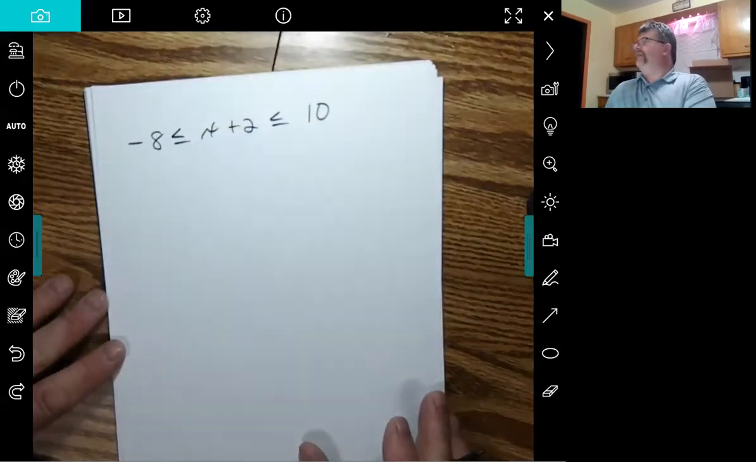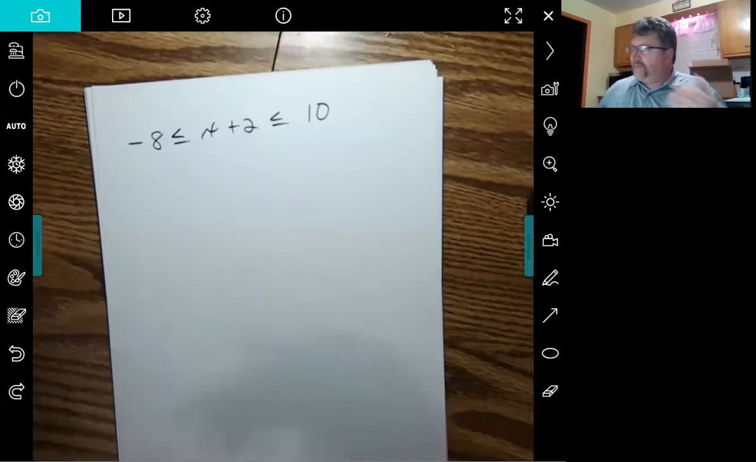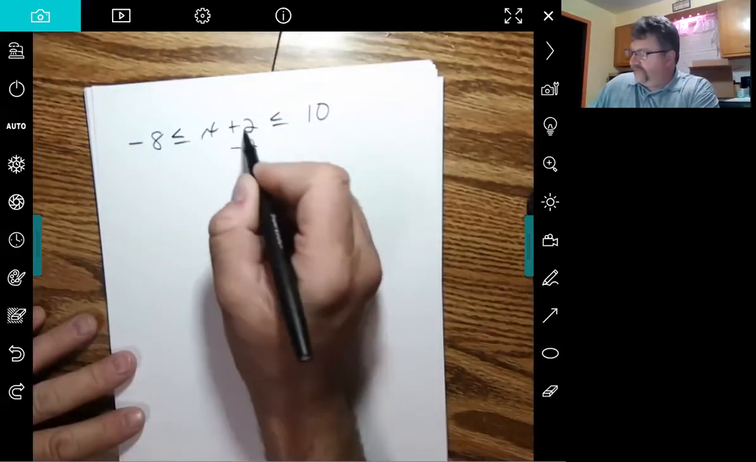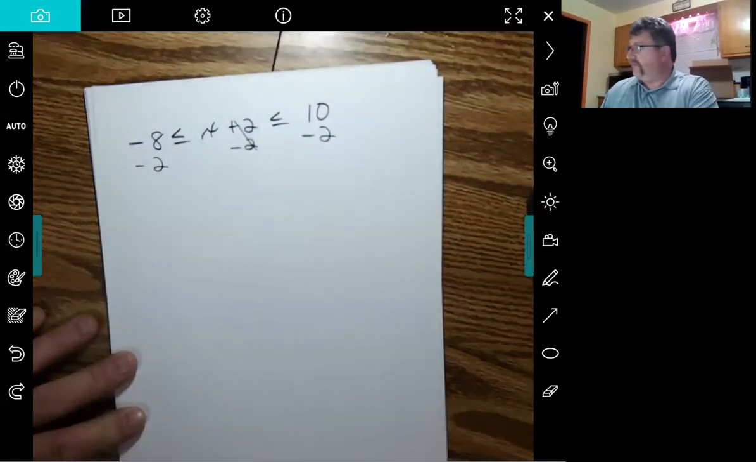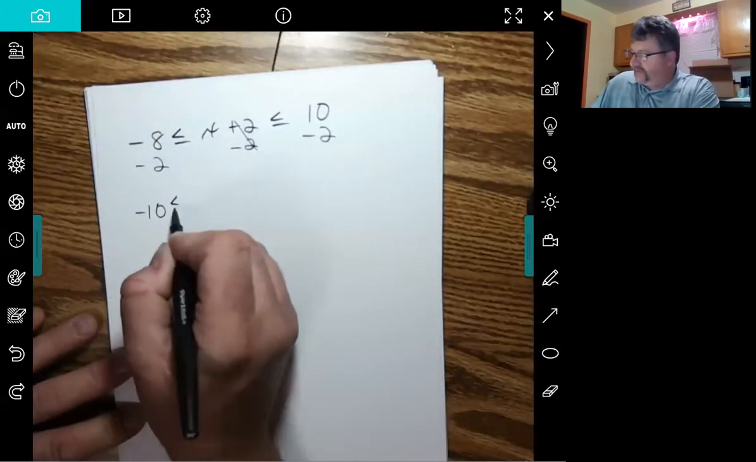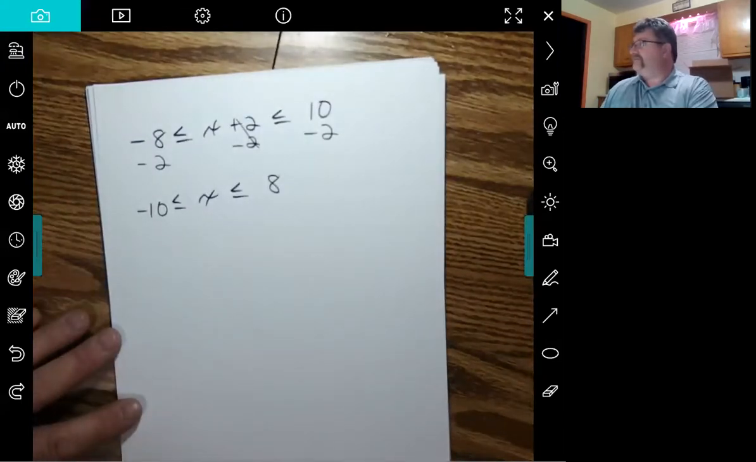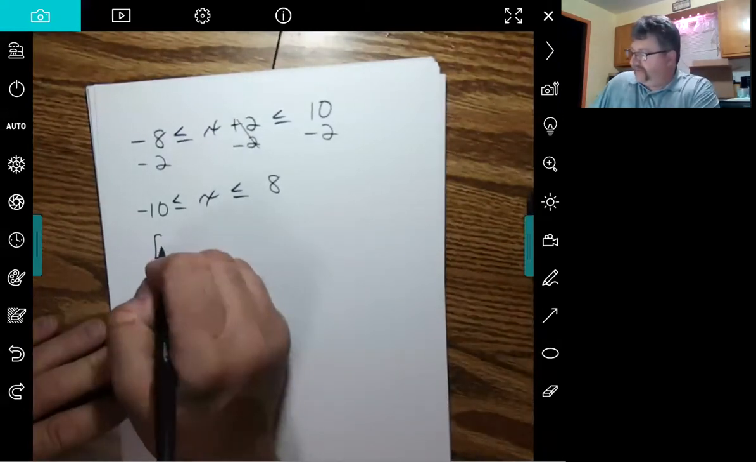You might have something like this, called a compound inequality. So it's like two problems in one. I'm going to solve them kind of simultaneously. I'm going to subtract 2 from here, which means I'm going to subtract it from here, and I'm going to subtract it from here. I'm working both ways. Well, what do I get here? -10 is less than or equal to x is less than or equal to 8. Okay. How do I report that answer? All numbers between -10 and +8, including -10 and +8.